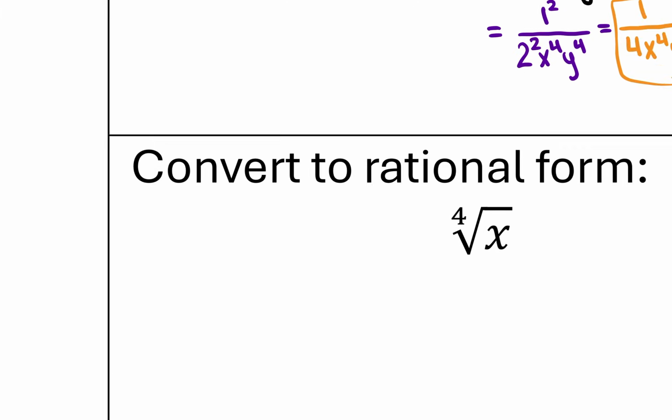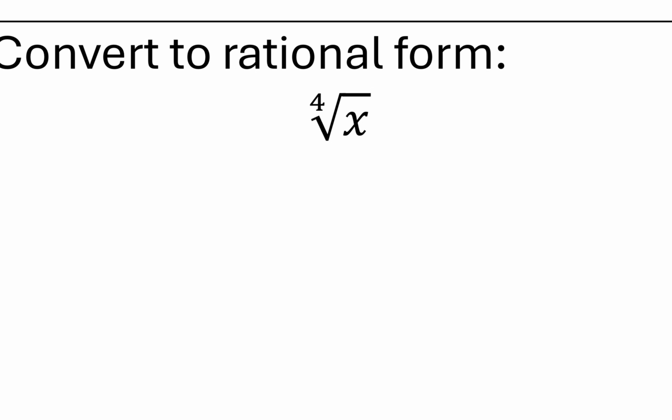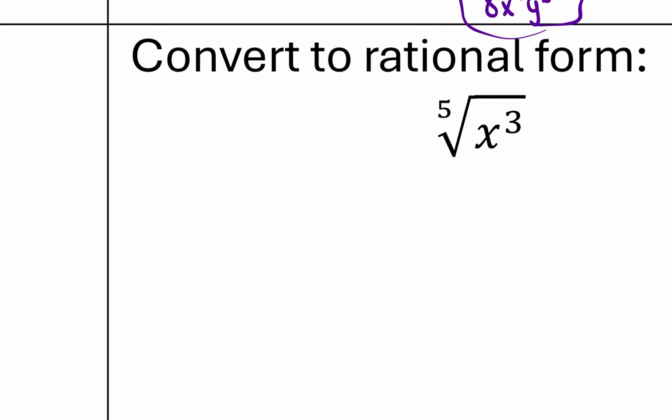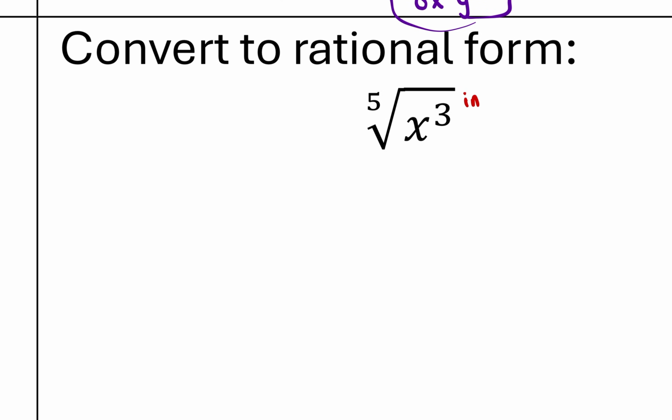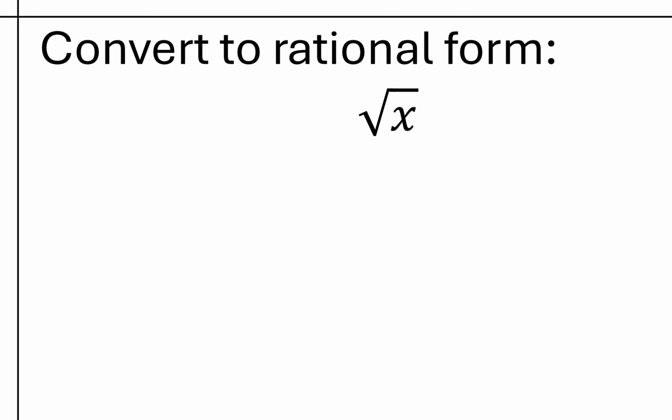Okay, for the next one, we have to convert to the rational form. So for this one, remember the top in, bottom out. So this is my exponent inside. This is my exponent out. So that's my in, that's my out. So this will be simplified to turn into x to the power 1 over 4. For the next one, we have this as the in, this as the out. So I have x to the 3 over 5. For the next one, I have a 1, I have a 2 right there. So this will turn into x to the 1 over 2.